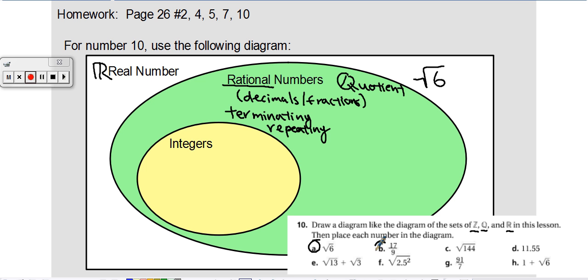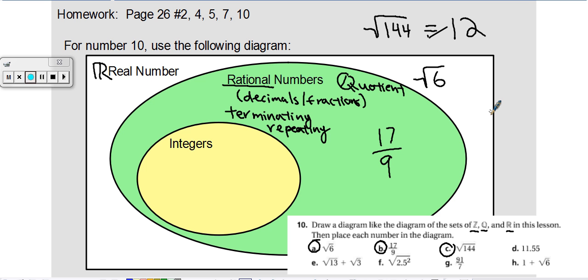How about 17 over 9? If I take 17 over 9, that just looks like a what? It looks like a fraction. So my fraction, 17 over 9, should go under the rational numbers inside this green area. And then square root of 144. Now if you can simplify a square root, always try to do so. And when you simplify square root of 144, you get the number 12.